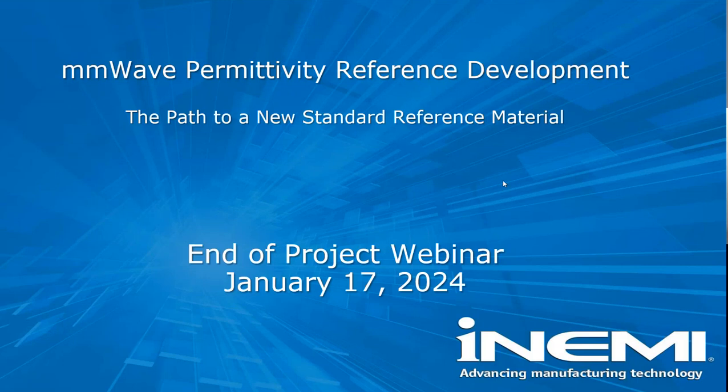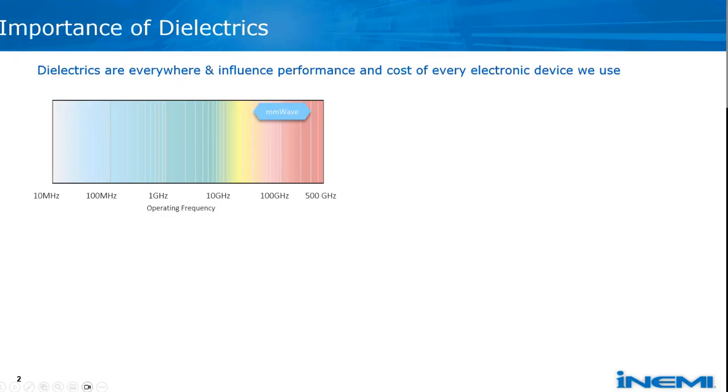So today we're going to talk about the millimeter wave permittivity reference development project. I think we really present this as a path to a new standard reference material, and we'll talk a little bit about what that means as we get through these slides. Before I get started, I want to talk a little bit about the importance of dielectrics.